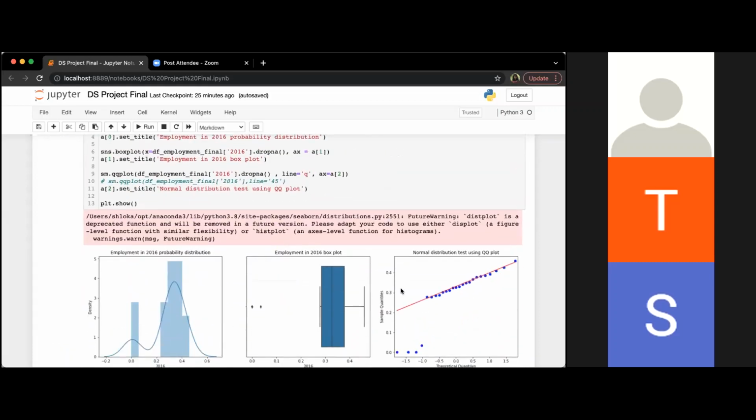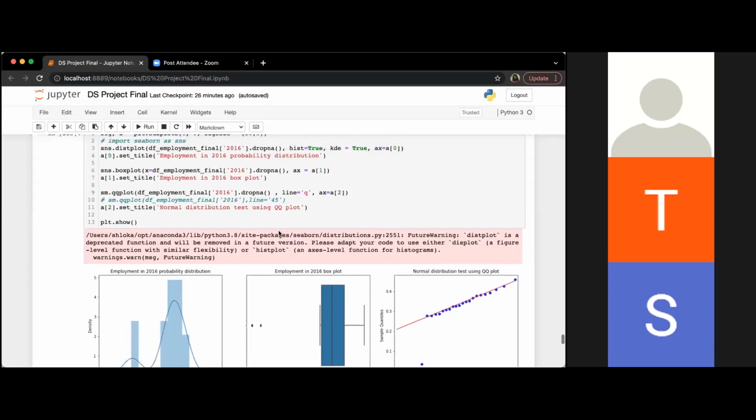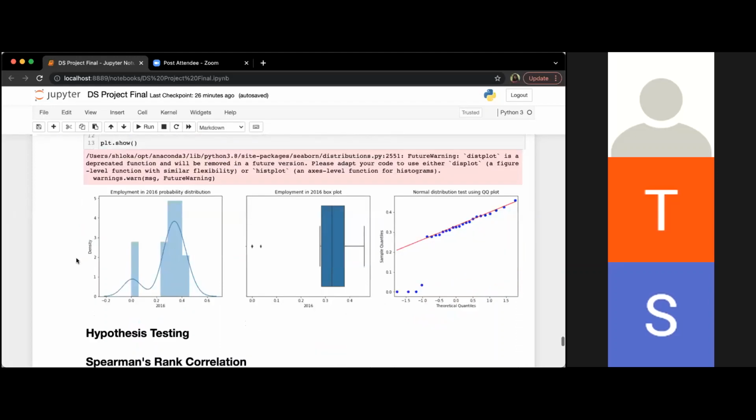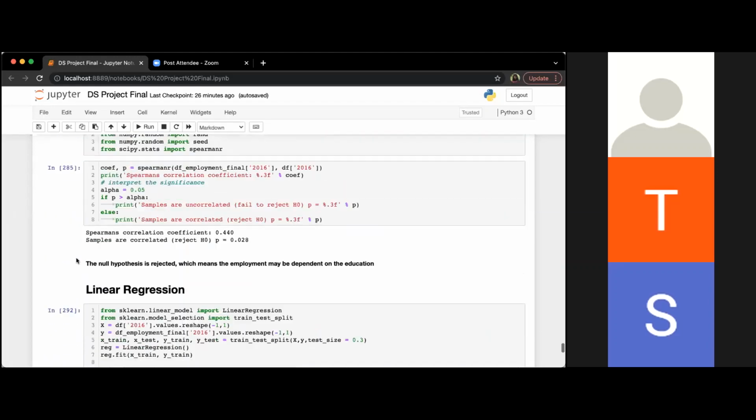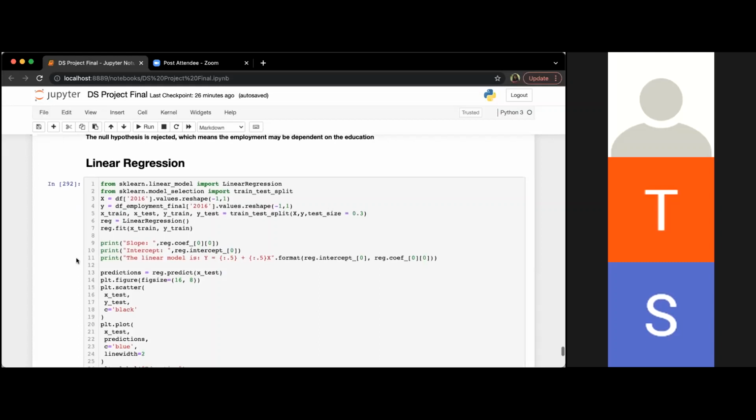We've also plotted graphs for the QQ plot, and these are the probability distribution graphs as well: box plot, QQ plot, and the probability distribution graph. Moving on, as I explained hypothesis testing before, we move on to linear regression, which Shloka and I will explain.